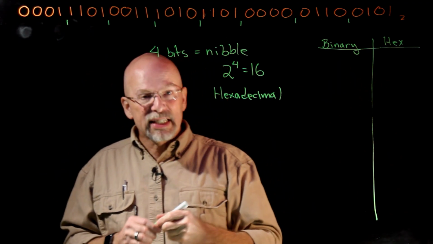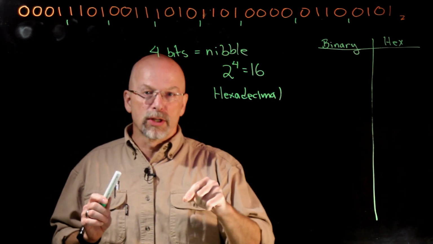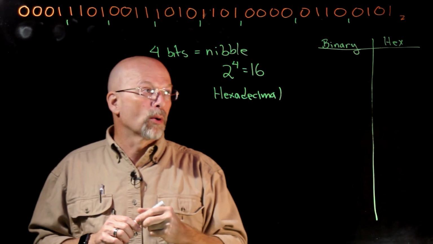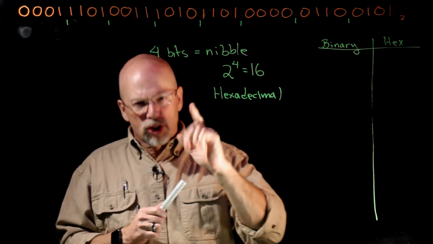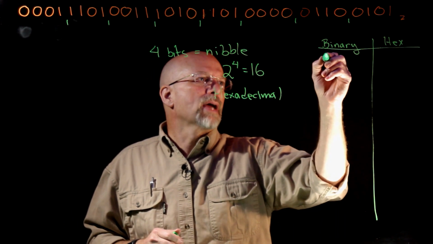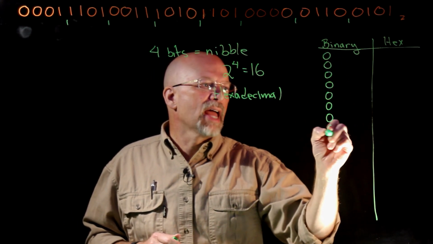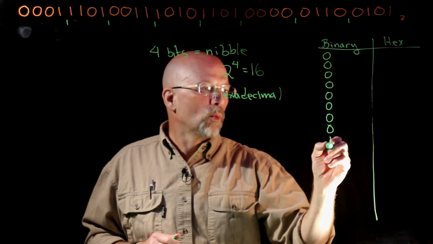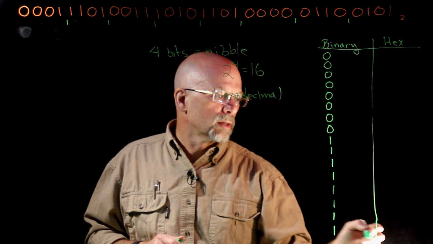Now, with 16 possible patterns of 1s and 0s, half of them are going to start with 0, and the other half of them are going to start with 1. So let's go ahead and figure this out. Let's write this table starting with that idea. So we've got 1, 2, 3, 4, 5, 6, 7, 8 zeros, and then 1, 2, 3, 4, 5, 6, 7, 8 1s. All right?